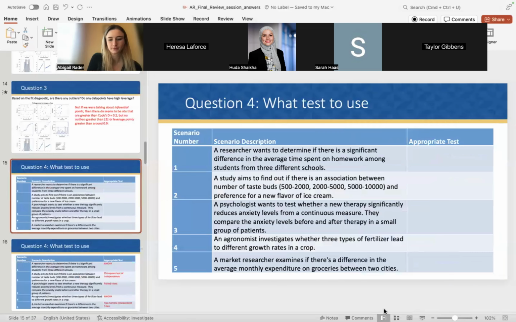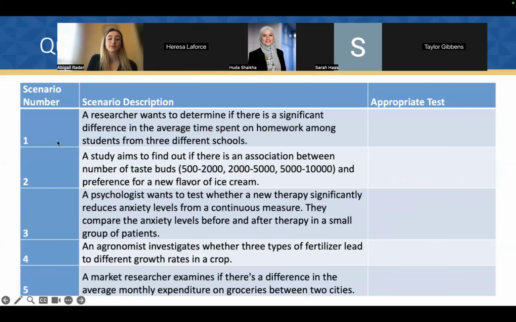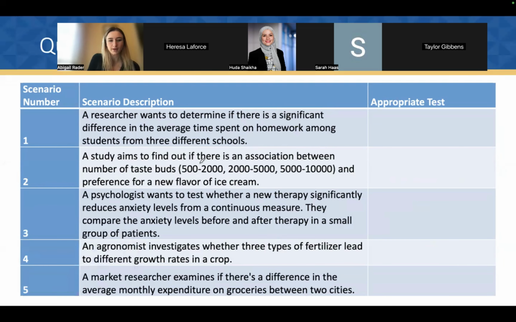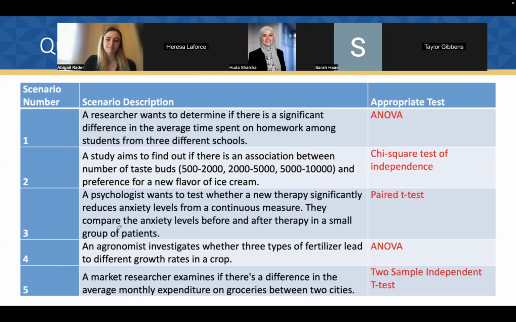Let's see. The second one is another one of chi-square, where in this case it'd be different groups that we're comparing. We'd have different groups of number of taste buds, so that's what each of these are. And then we're comparing the proportion or preference, so it'd be percent for a new ice cream flavor. So it's going to be a chi-square. And the rest of them are pretty straightforward too.